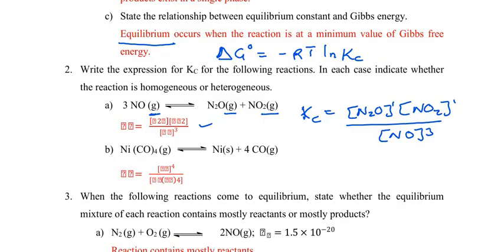Then the same applies for number 2, but we remember we said in the Kc expression we don't show solids, so meaning the Kc is just supposed to be the carbon monoxide to the power 4 over the nickel. Let me rewrite it. This is supposed to be the carbon monoxide to the power 4 over the nickel tetracarbonyl.